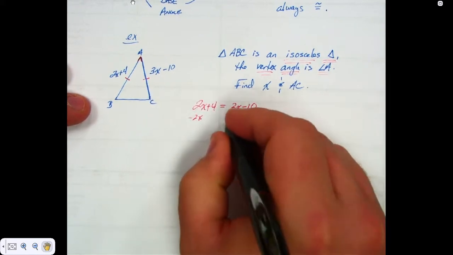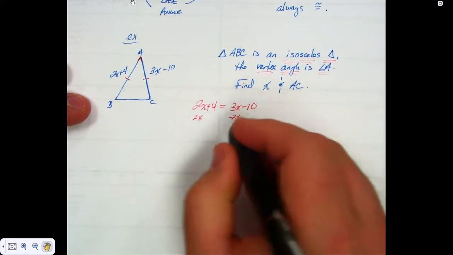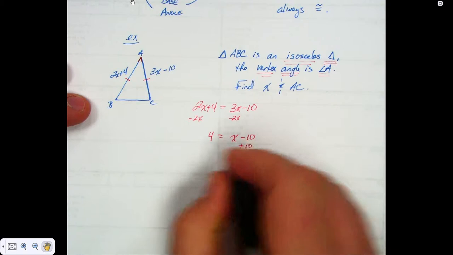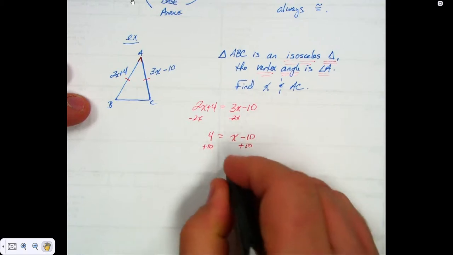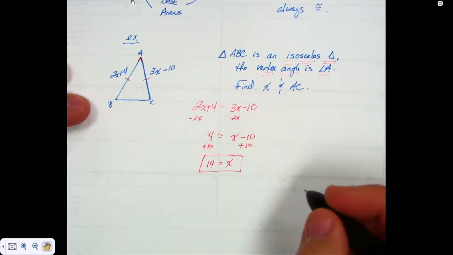I'm going to subtract 2x. Left with 4 is equal to x minus 10. What do I do now? Add 10 to both sides. So x is what? Equals 14.